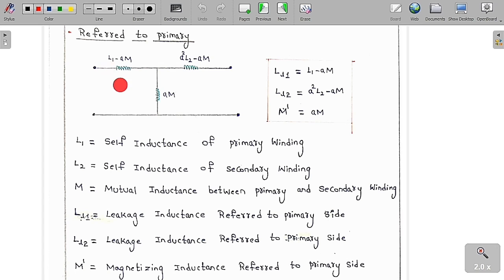So finally, this is L1 minus AM, A square into L2 minus AM, and AM. L1 is the self-inductance of the primary winding, L2 is the self-inductance of the secondary winding, and M is the mutual inductance between the primary and the secondary winding. L1 dash and L2 dash are the leakage inductances referred to the primary side, and M dash is the magnetizing inductance referred to the primary side. A is the turns ratio, A equal to N1 by N2 equal to E1 by E2. This is the way you always have to remember.